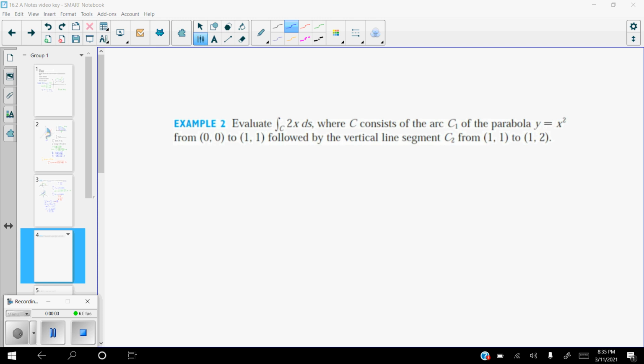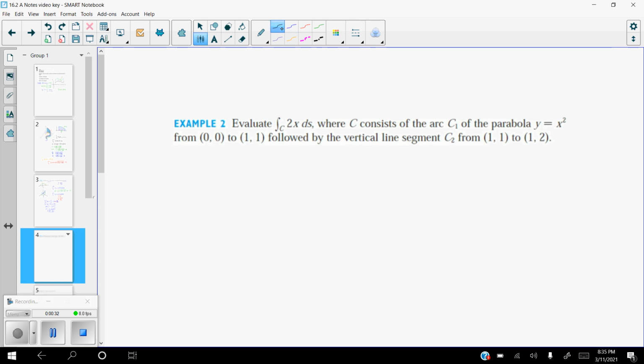All right, so this is section 16.2a, video number 2. We want to evaluate a line integral, because that's again what the integral with the C down the bottom means, of 2x ds, where C consists of the arc C1 of the parabola y equals x squared from (0, 0) to (1, 1), followed by the vertical line segment C2 from (1, 1) to (1, 2).